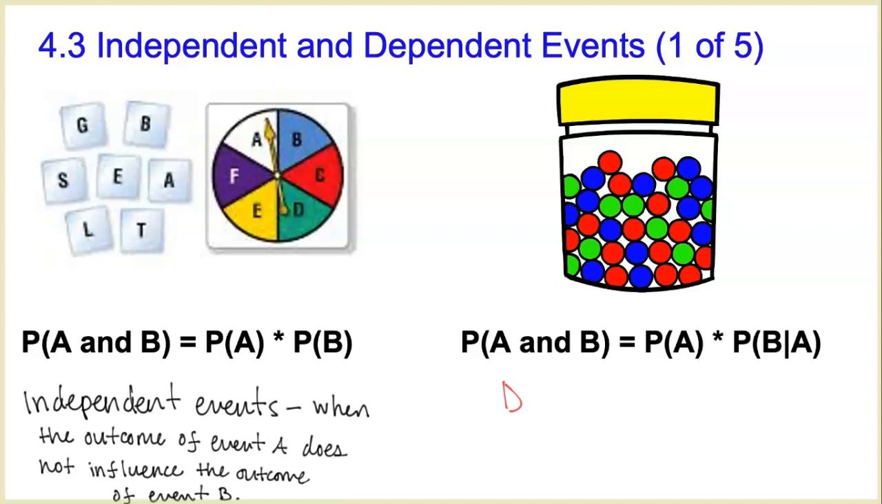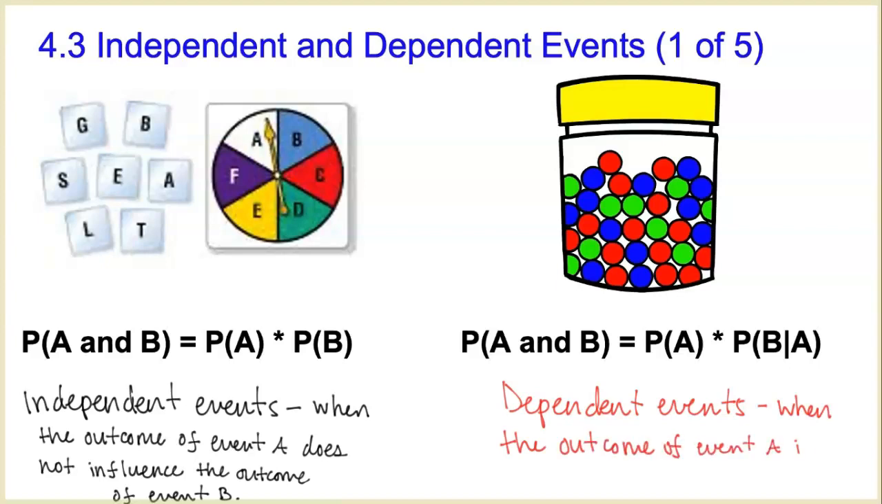If events are dependent, generally there's something that you have done in the first event that has some type of an effect on an outcome in the second event. So dependent events are when whatever happened in the first event does influence the outcome in the second event. And so we still will multiply the probabilities together. However, the probability in event B is a little different.